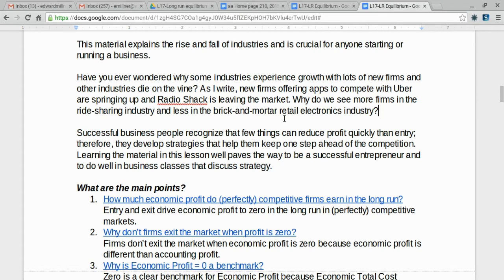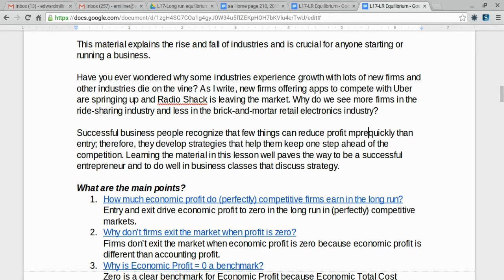Successful business people recognize that few things can reduce profit more quickly than entry. Therefore, they develop strategies that help them keep one step ahead of the competition. Learning the material in this lesson well paves the way to be a successful entrepreneur and to do well in business classes that discuss strategy.